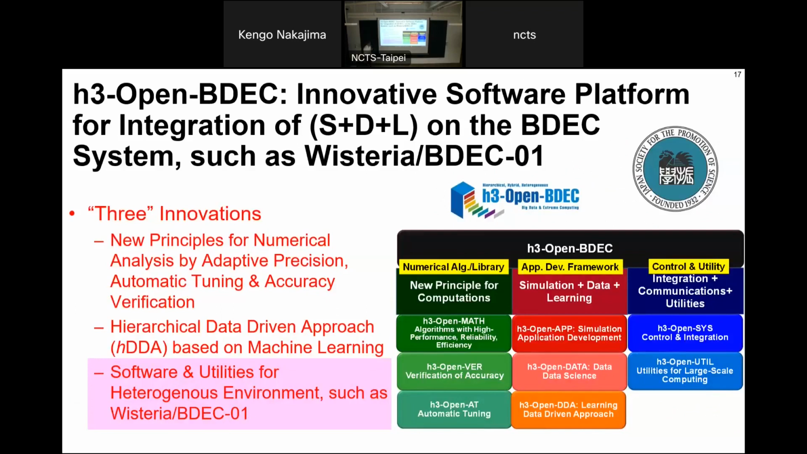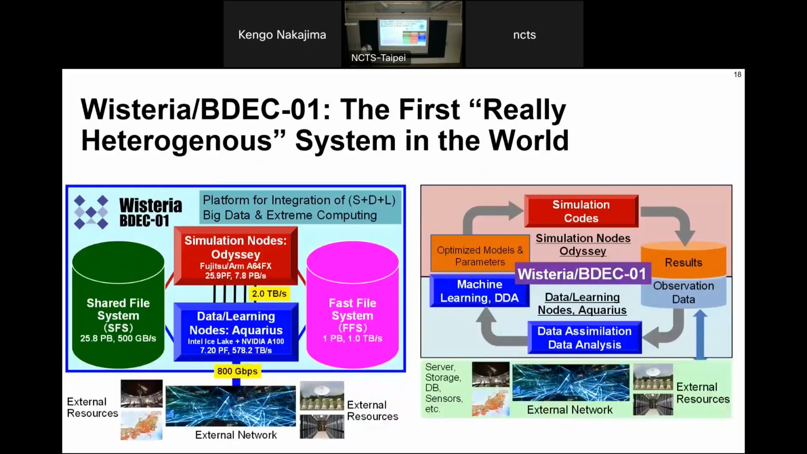The third category is software and utilities for heterogeneous environments, such as Wisteria/BDEC-01. Wisteria/BDEC-01 is the first really heterogeneous system in the world. So we need to develop software to connect these components.